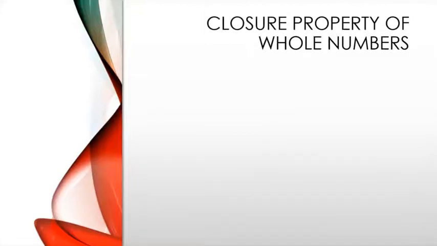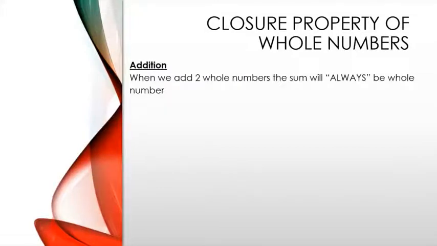So, we are now going to learn about the closure property of whole numbers. In addition, when we add two whole numbers, the sum will always be a whole number. For example, x plus y is equal to z. So, we can change that to 7 plus 8 is equal to 15. In this, the answer and both the addends are all whole numbers.